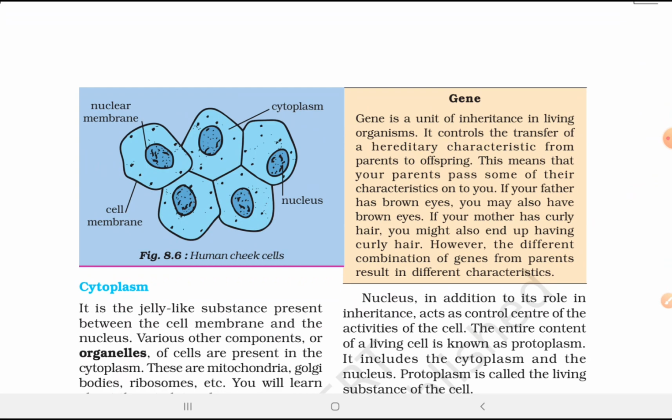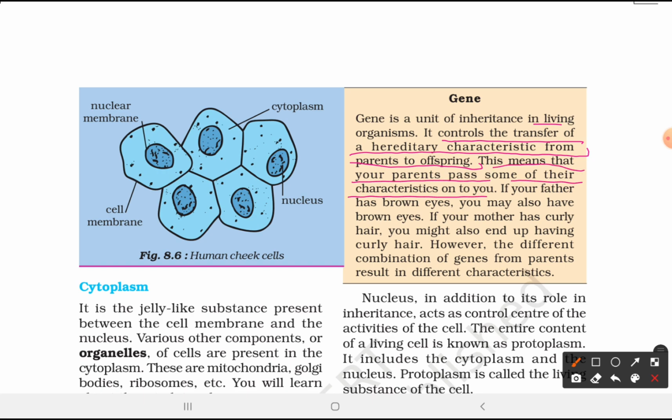Gene. Gene is the unit of inheritance in a living organism. It controls the transfer of hereditary characteristics from parents to offspring. This means that your parents pass some of their characteristics on to you. If your father has brown eyes, you may also have brown eyes. If your mother has curly hair, you might also end up having curly hair. However, the different combination of genes from parents result in different characteristics.